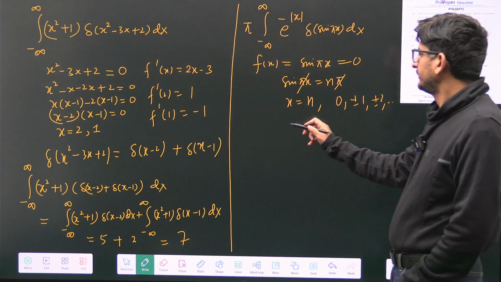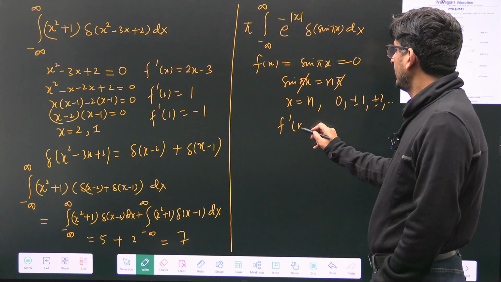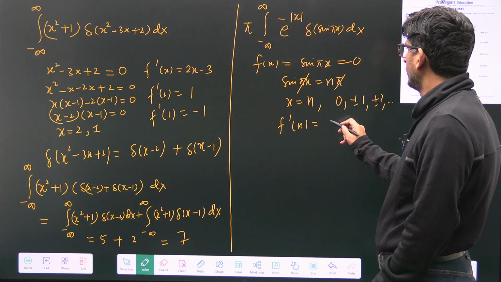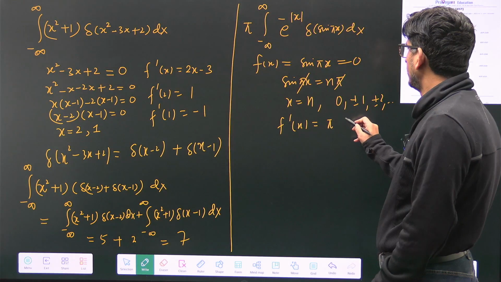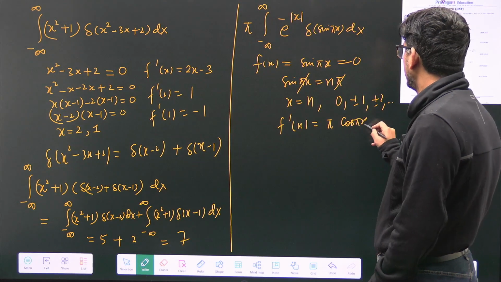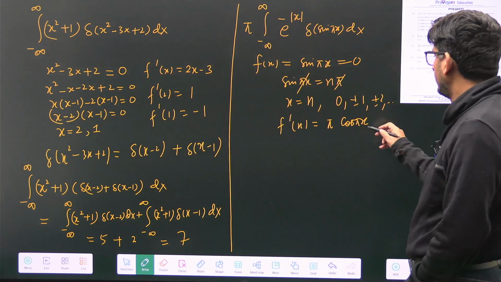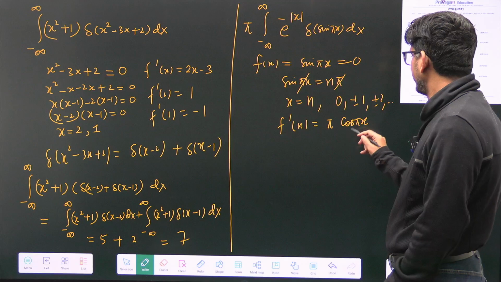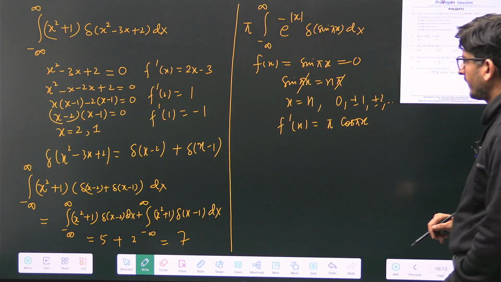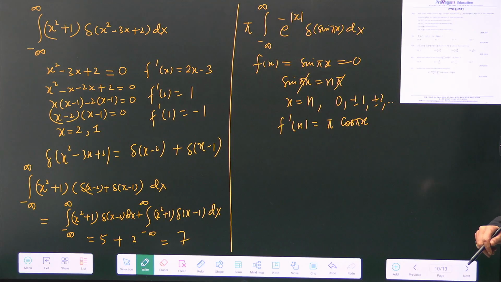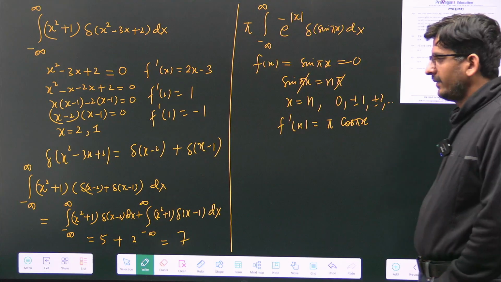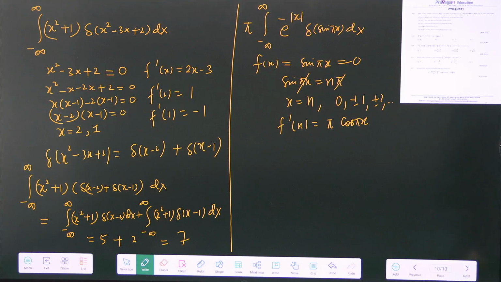What is derivative? f dash x will become pi cos pi x, which, when you put the values, will either become 1 or minus 1, but because of mod it will be always 1. सबको समझ आ रहा है? Because of the mod it will always become 1.